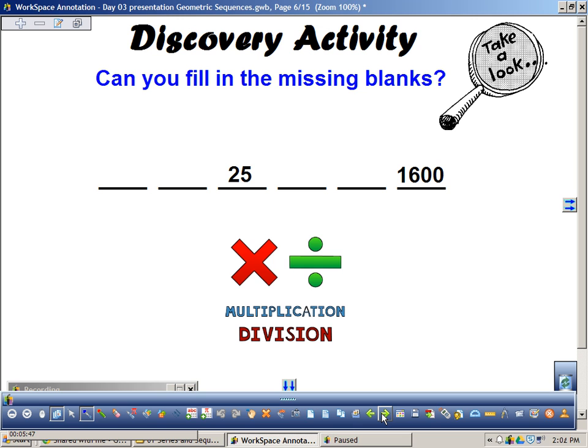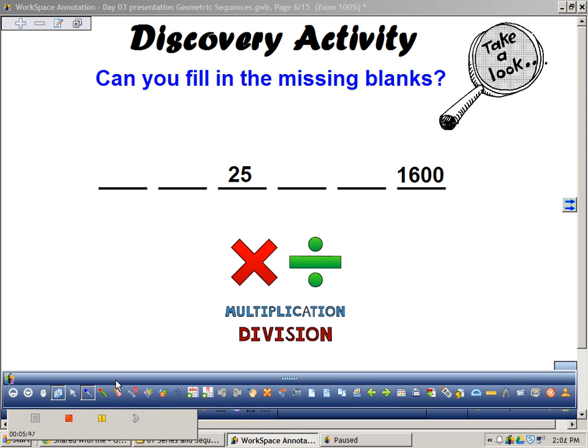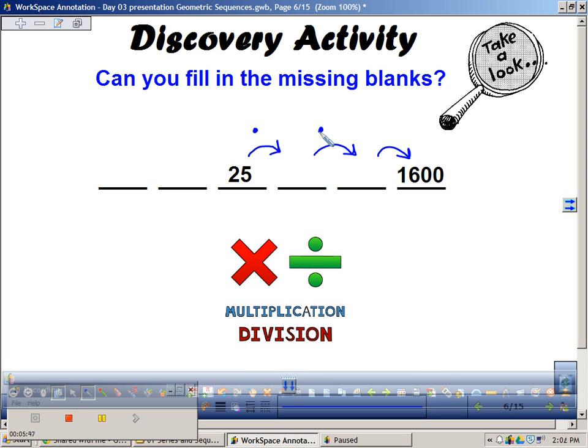Fantastic. So would I multiply or divide to get from 25 all the way over to 1,600? I would multiply because I'm getting bigger. Or I could start with 1,600 and do what?